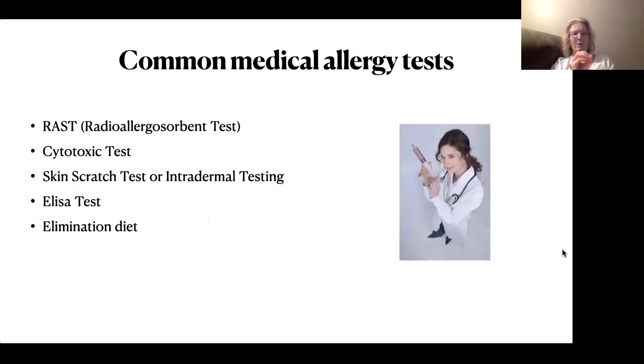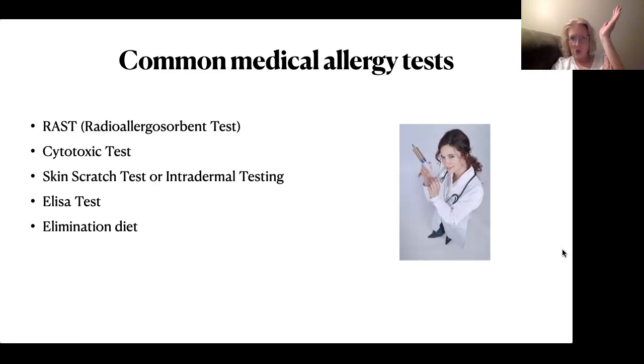Then there's the common tests for the different antibodies. So we have the RAS test. That one looks for things that are IgE related, respiratory. There is a cytotoxic test. That one looks basically at your white blood cells and exposes them to different substances to see how the body responds. Most of us are familiar with the skin or the scratch test.